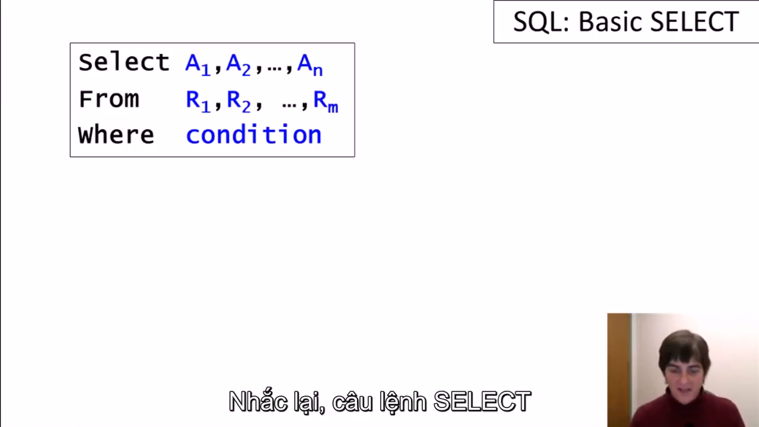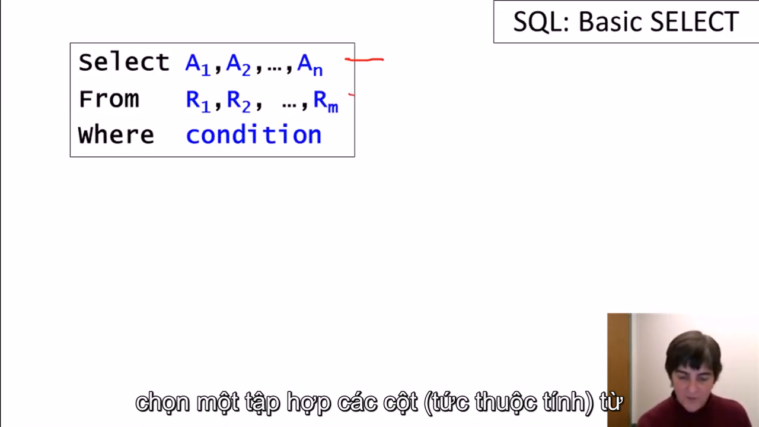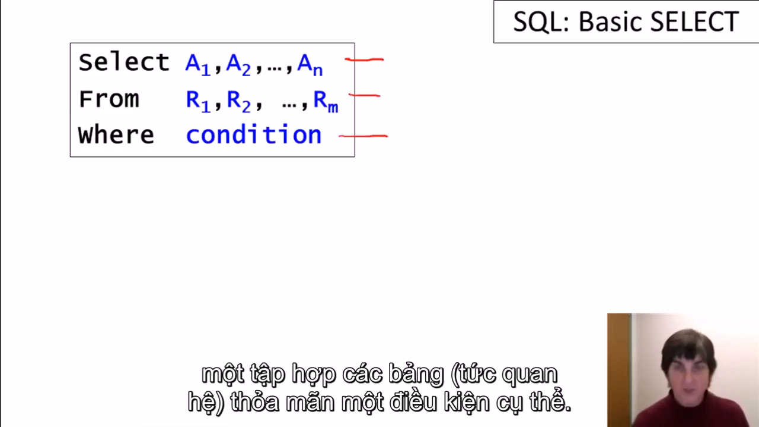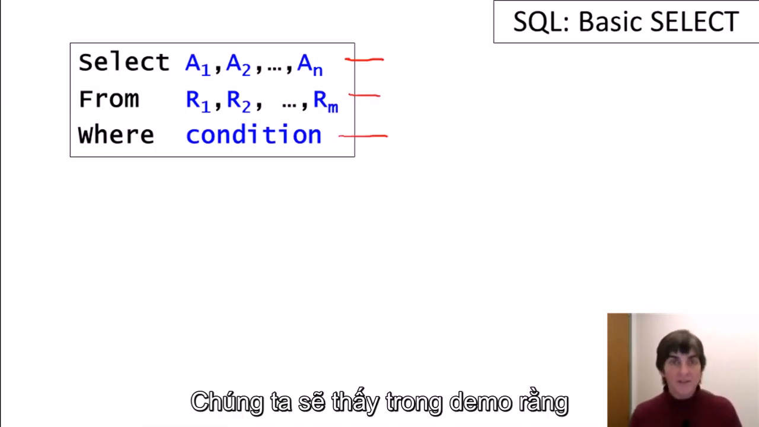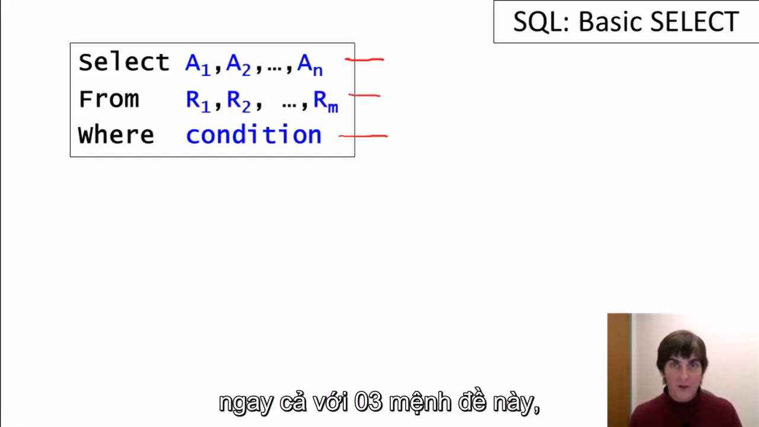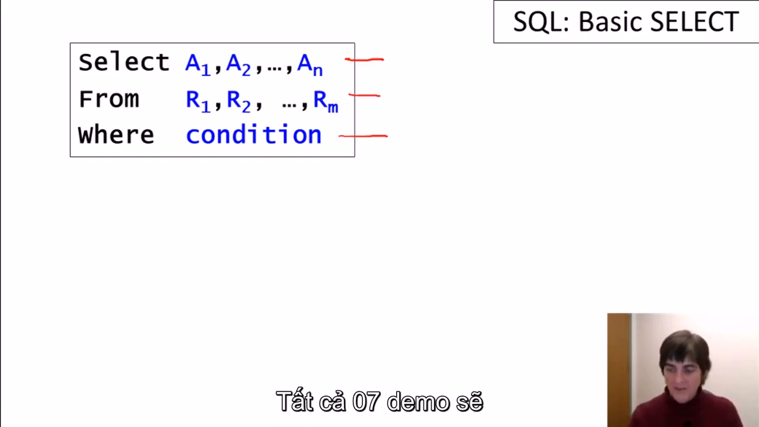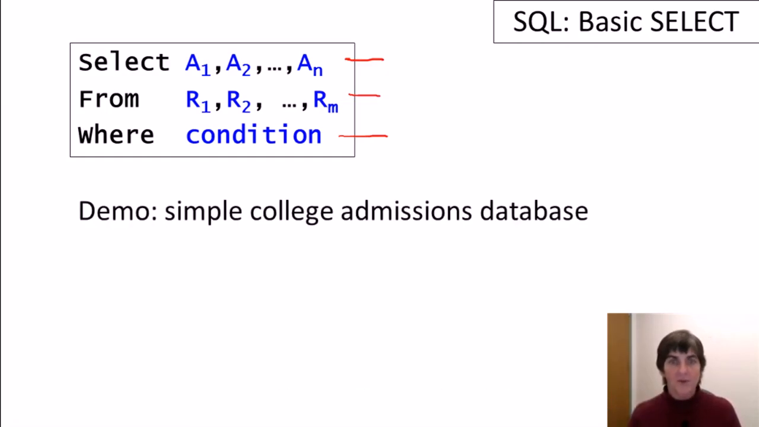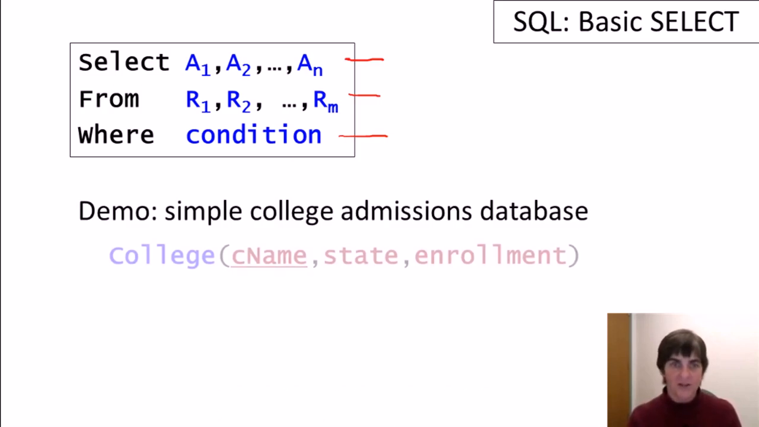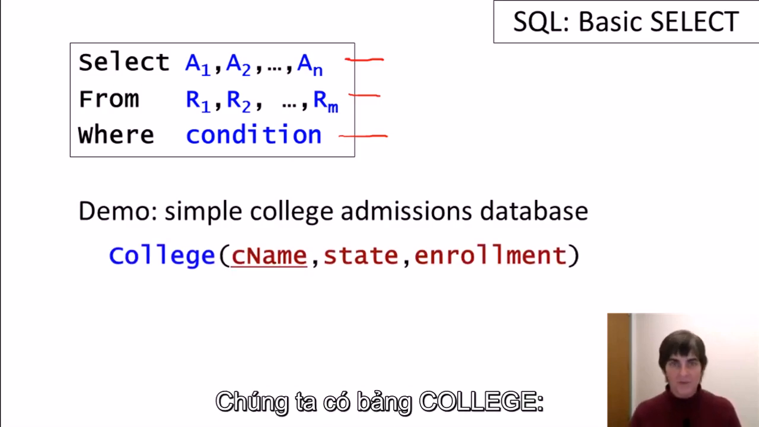As a reminder, the select statement selects a set of attributes from a set of relations satisfying a particular condition. We will see in the demo that even with these 3 clauses, we can write quite powerful queries. All of the 7 demos are going to be using the simple college admissions database that we learned about in the relational algebra videos. As a reminder, we have 3 relations.